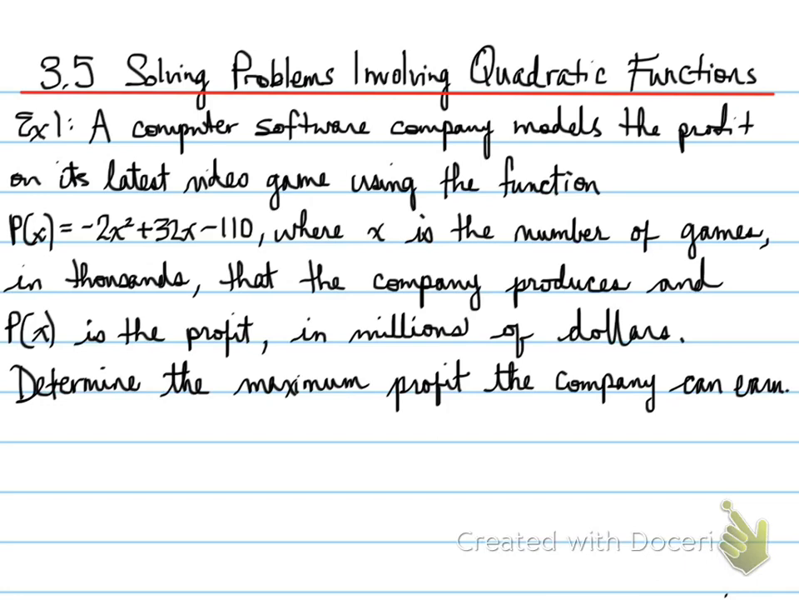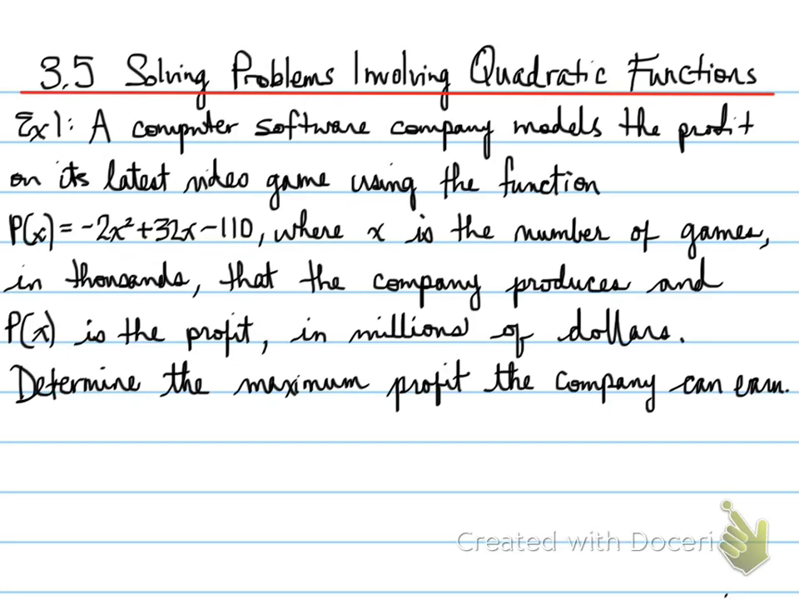function p of x is equal to negative 2x squared plus 32x minus 110, where x is the number of games in thousands that the company produces, and p of x is the profit in millions of dollars. Determine the maximum profit the company can earn.